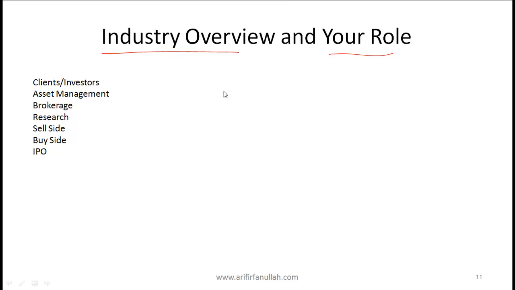By the end of this slide, I would like you to have a general understanding of all these terms on the left. Let's start with a simple situation. So who are clients or investors? These are people with money that they want to invest. Now, let's say that the clients or investors do not have the time or the knowledge to make investment decisions themselves. So what do they do? They give their money to an asset manager or an investment management firm.